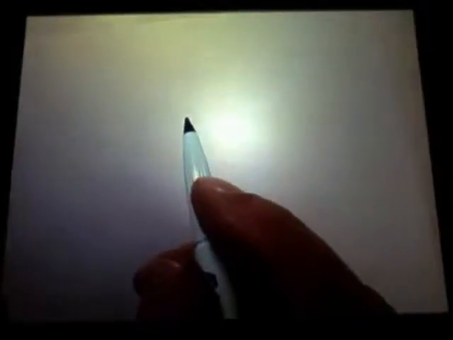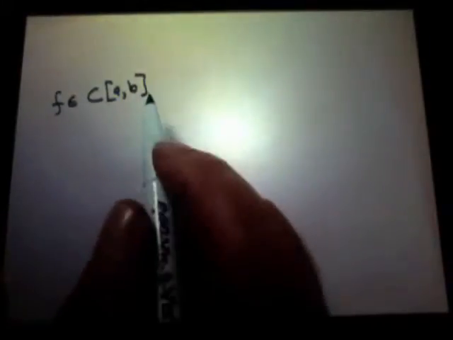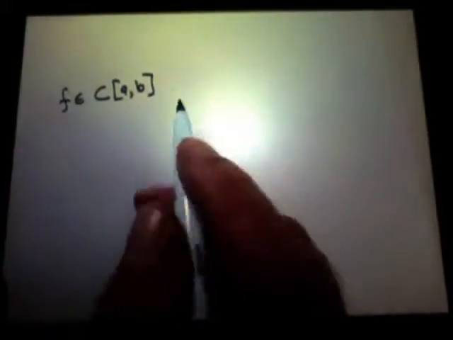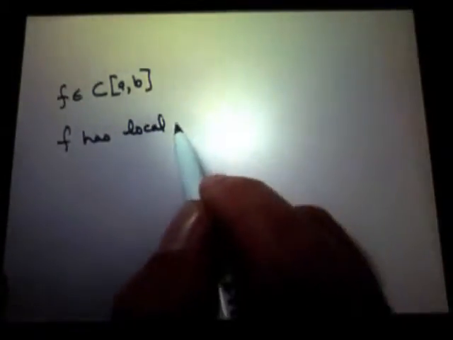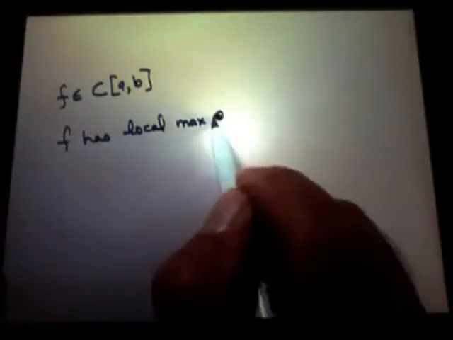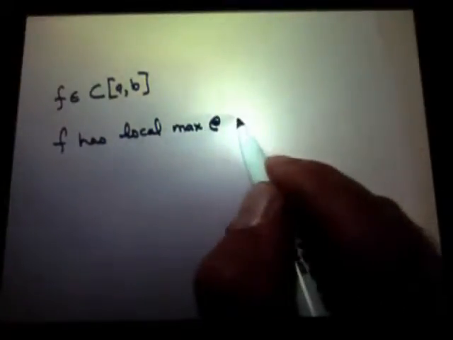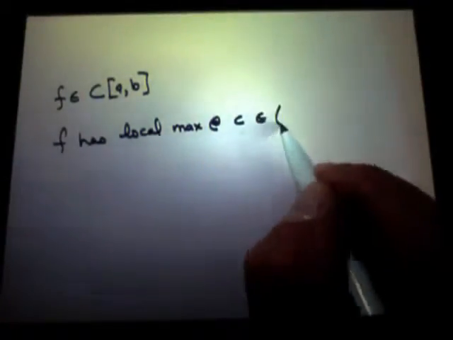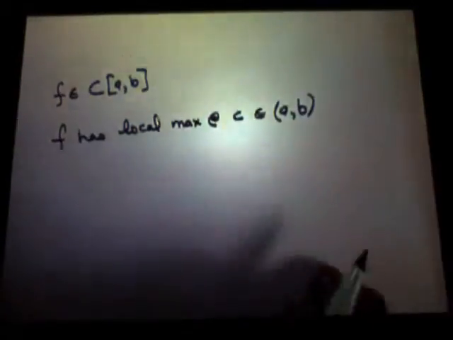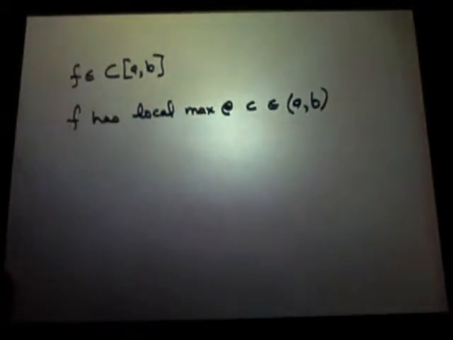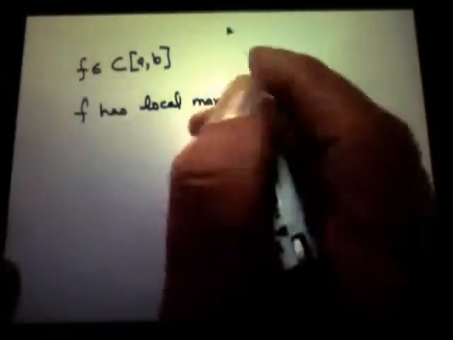Suppose f is continuous on [a,b], and f has a local extremum. Let's just, for the sake of definiteness, say maximum at c, which is inside. It's not one of the points a, b, it's somewhere inside.